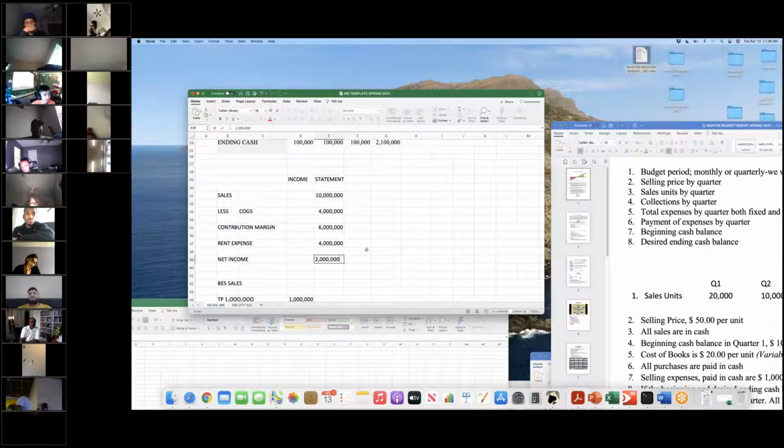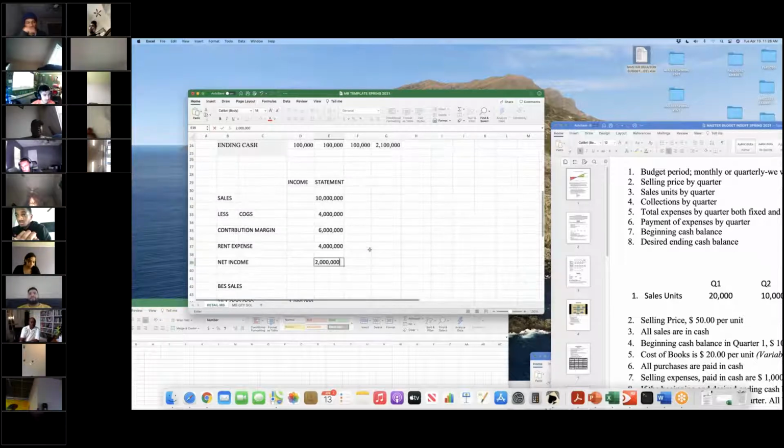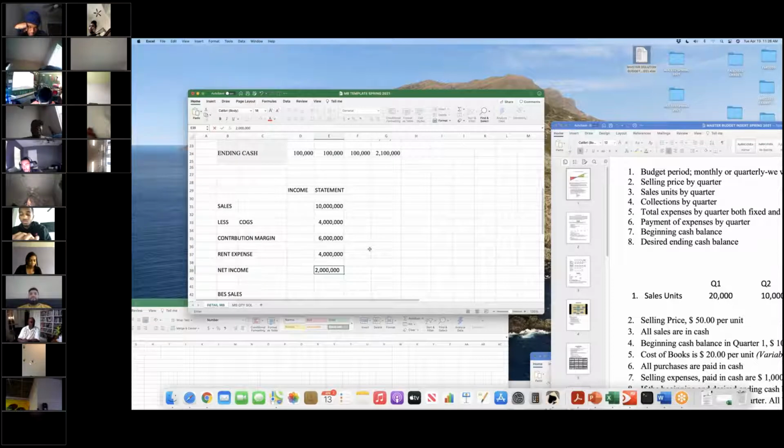So wait, ending cash is 2,100,000, but the net income is 2 million. I want to understand what's going on here. Why is there a 100,000 difference? Oh, that was the starting balance, right? You started with 100,000 in cash. Okay. So the income is our excess over what we started with.